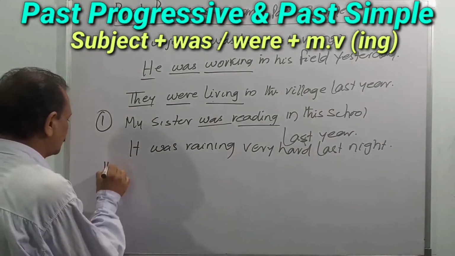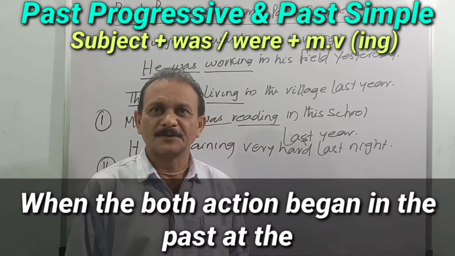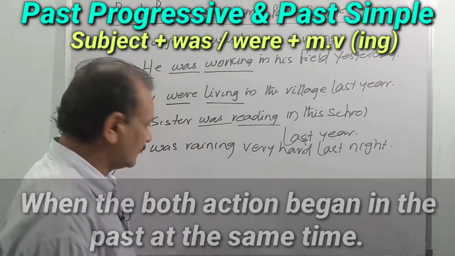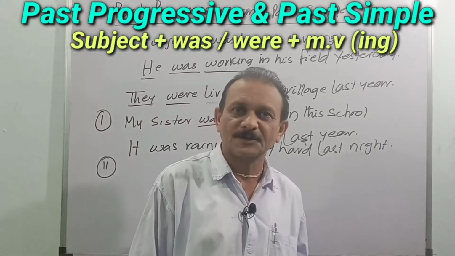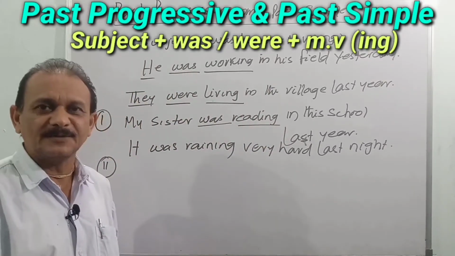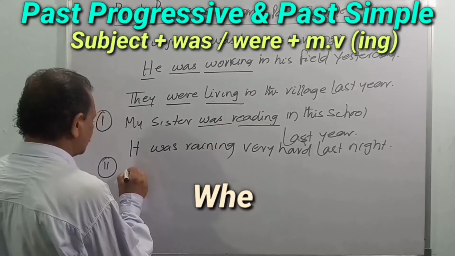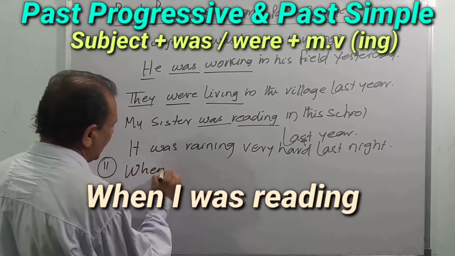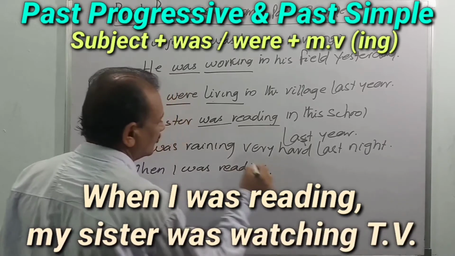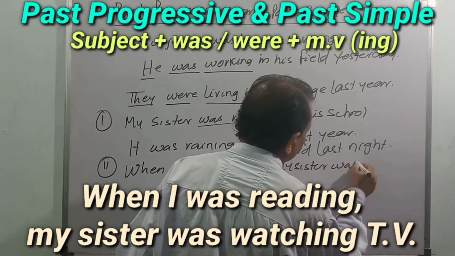Rule 2. When the actions began in the past at the same time, in both sentences we use past progressive. When the two actions began in the past at the same time, we use past progressive for both sentences. When I was reading, my sister was watching TV.